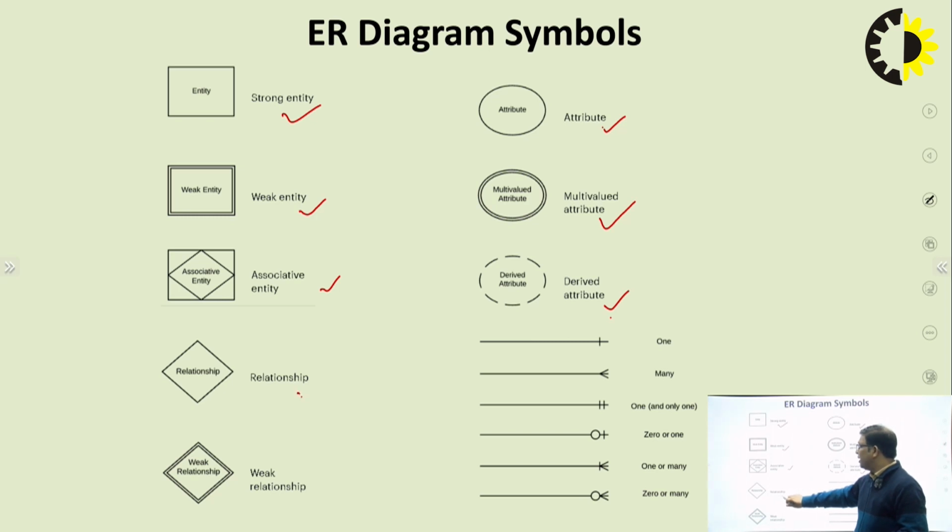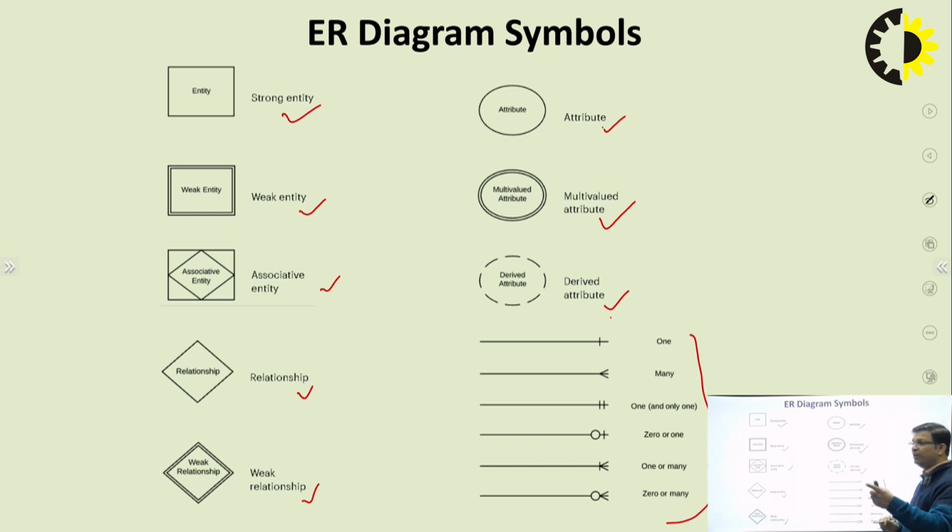This is a relationship. A diamond box represents a relationship, and this is a weak relationship, where there is no strong entity set. So these are the symbols to represent the relationship between or among different entities. If we are using this symbol, it is a one-to-one relationship. We can easily track that these are the relationships.